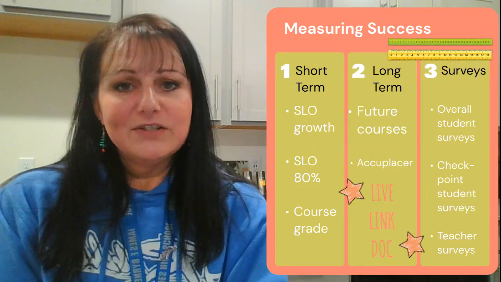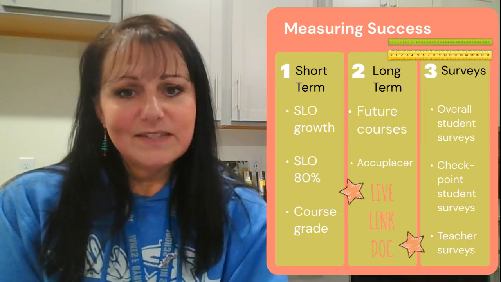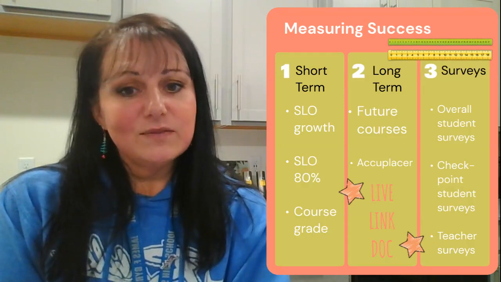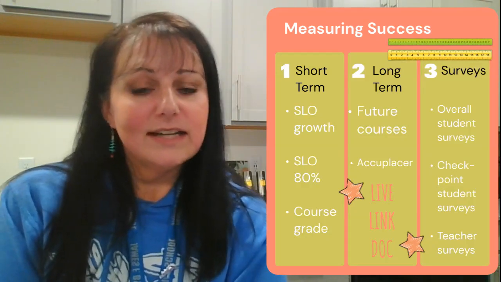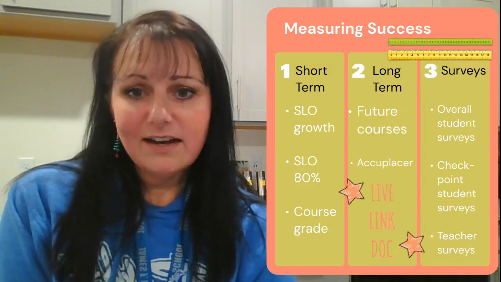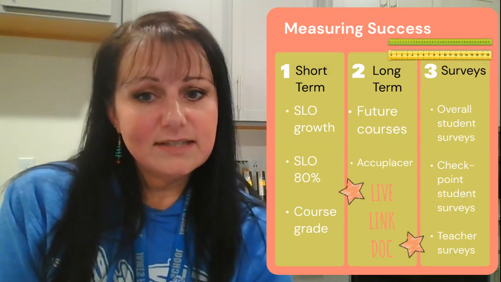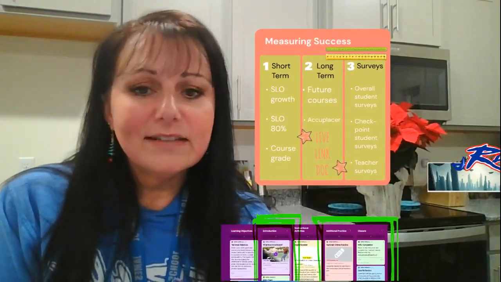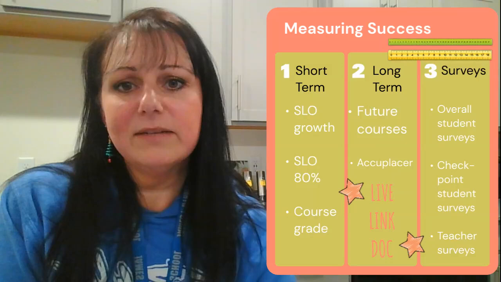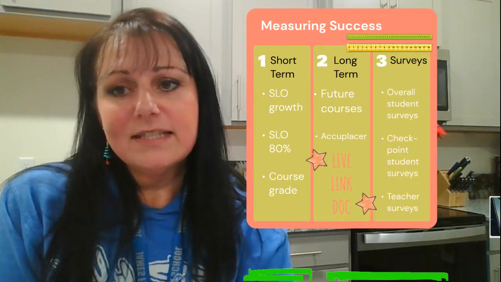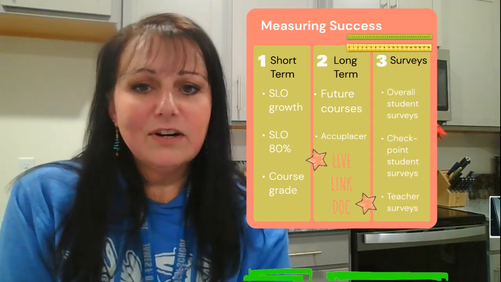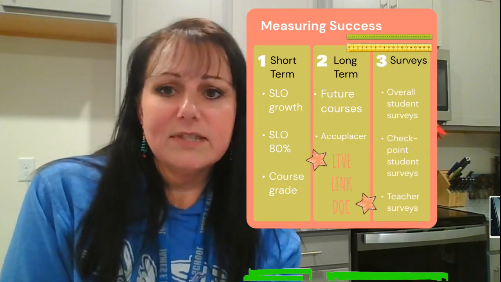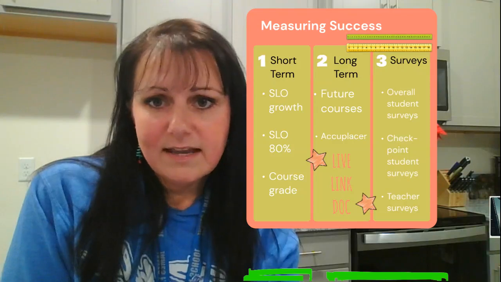Measuring success of the project will include short-term data, such as the SLO growth of each student, the percentage of students that meet the goal of 80% accuracy on that. So that'd be out of the 15 questions, that's getting 12 of them correct. And then we have the course grade. So we'll also keep track of the course grade. Additionally, when available, success will also be documented in regards to success in future math classes and possibly the AccuPlacer. So that's our long-term success.